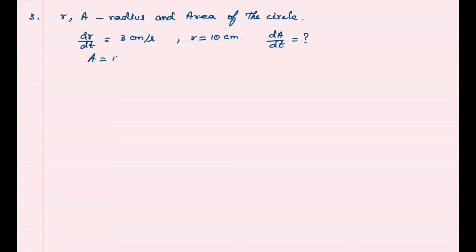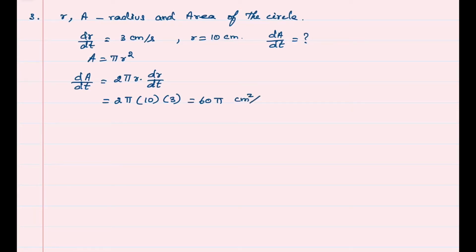Area formula is pi r square. Let us differentiate both sides with respect to t. dA by dt is 2 pi r into dr by dt, chain rule. Now we will substitute the values which are given. 2 pi, r is 10, dr by dt is 3 centimeters per second. Therefore, the answer is 60 pi, and the unit for dA by dt is centimeter square per second. Therefore, the area of the circle is increasing at the rate of 60 pi centimeter square per second.